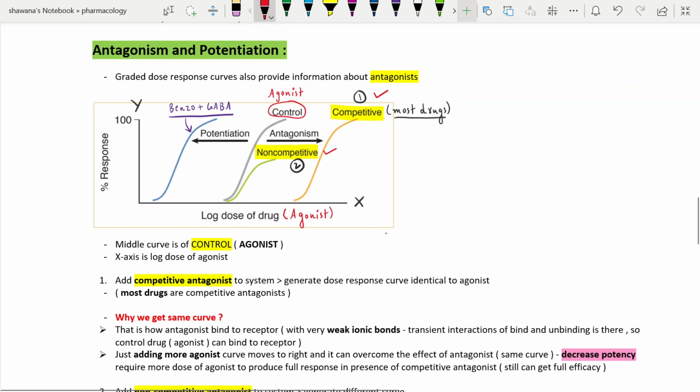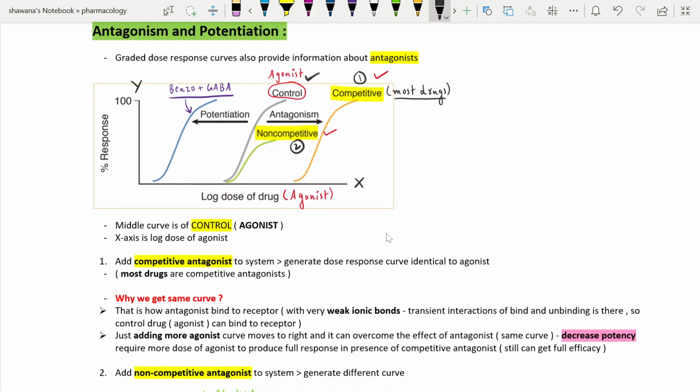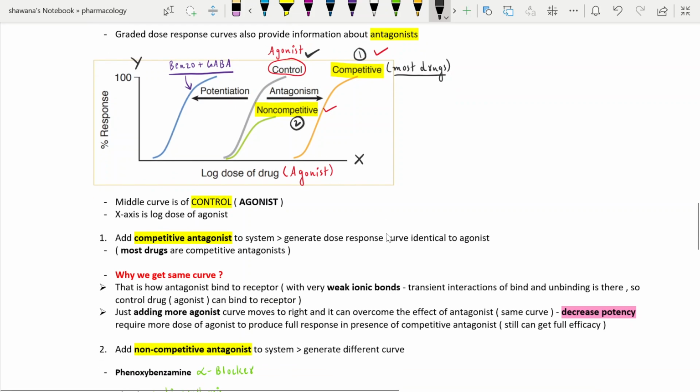In the middle of this diagram, there is a control drug. Control drug means that this is the agonist alone that we are using. The middle curve is the control, it's the agonist, and on the x-axis we have plotted the log dose of that agonist, and on the y-axis we have plotted the percentage of the response. So let's add a competitive antagonist. When we start to add the competitive antagonist to that system, the dose response curve shifts to the right. The curve is identical and it shifts towards the right.